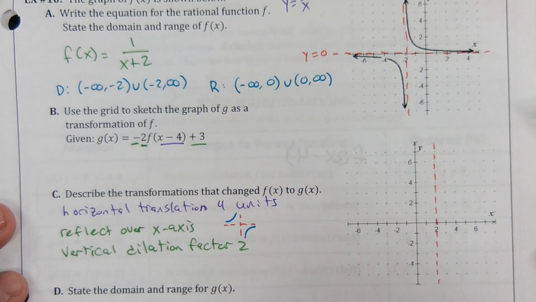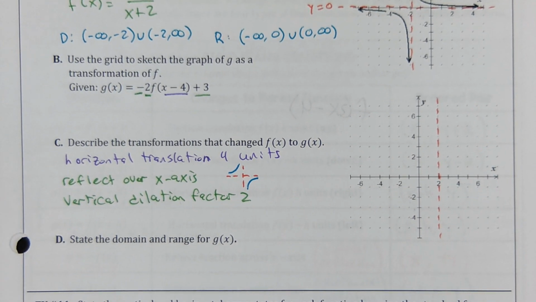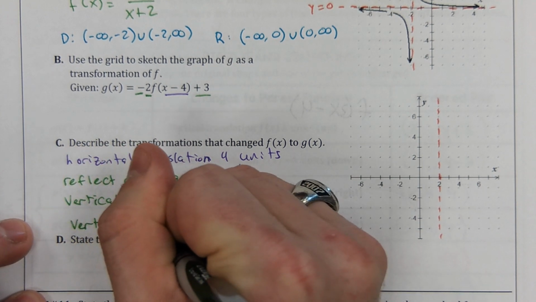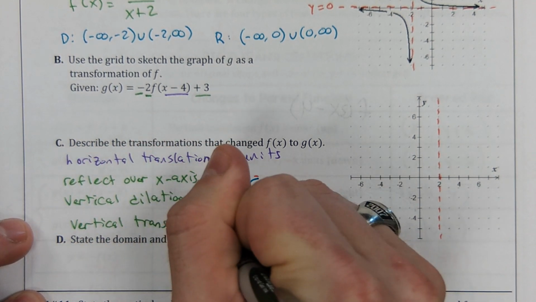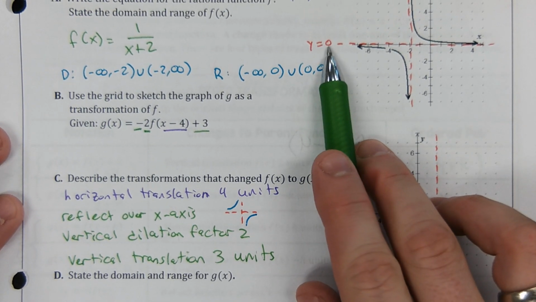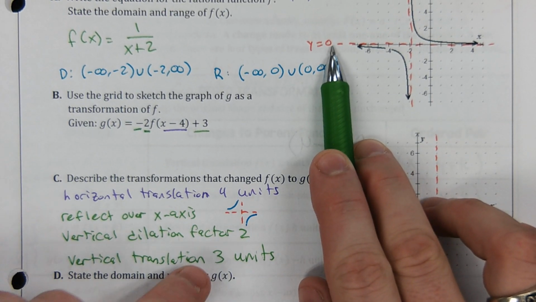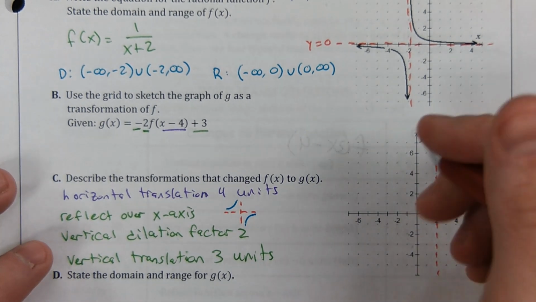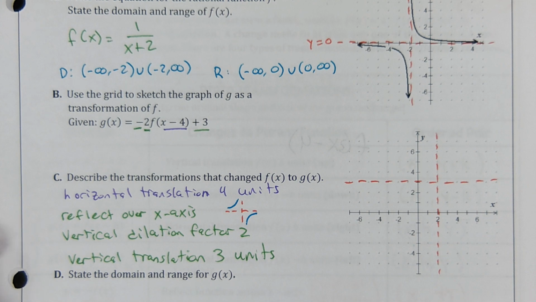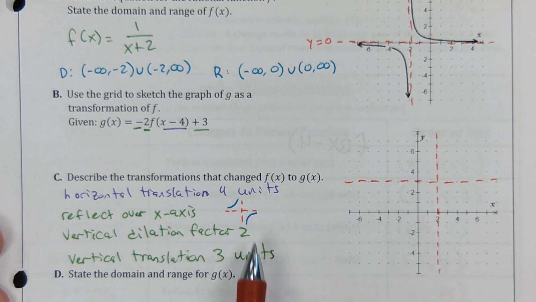Lastly, this one. Vertical outside, same. Vertical translation, 3 units. Shift up 3, right? So we've multiplied this number, 0, by -2, still got 0. Now add 3 to it. Now it's at y equals 3. Ta-da! There it is. And we know it looks like this.